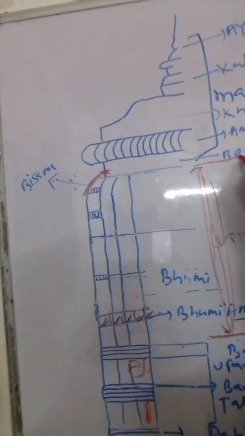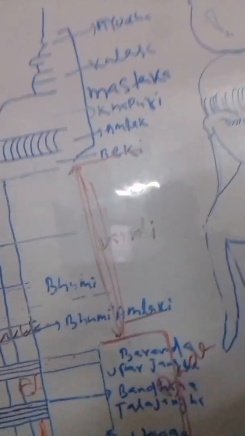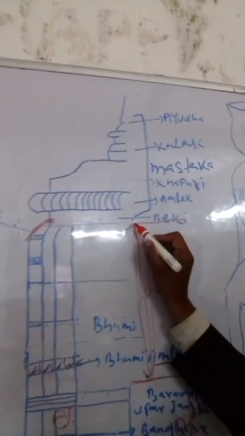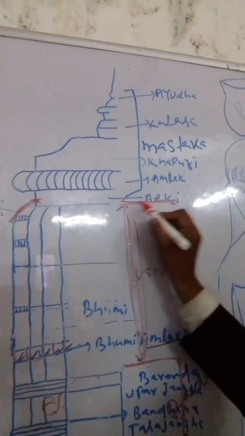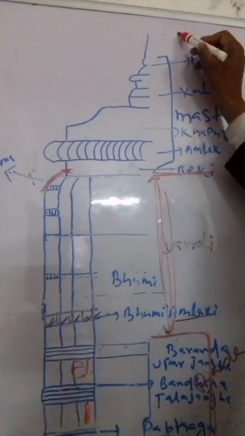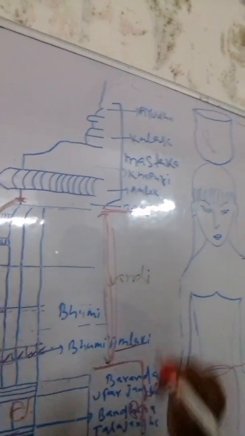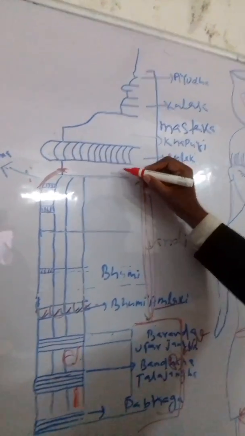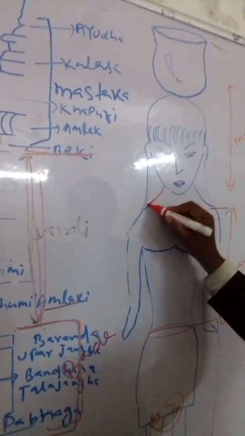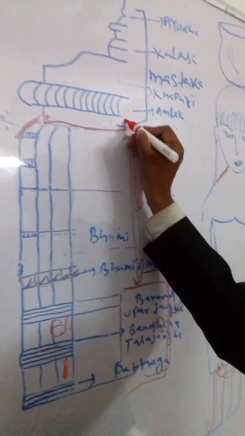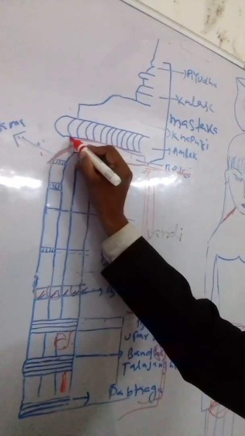You see that this is where the mastaka starts, on this portion of a temple, or simply in the girl's case. From here to here it is mastaka. From the completion of bisama till the ayudha, this portion is known as your mastaka portion. In this mastaka portion, it starts with beki. This is your beki, and this portion is known as your beki portion.